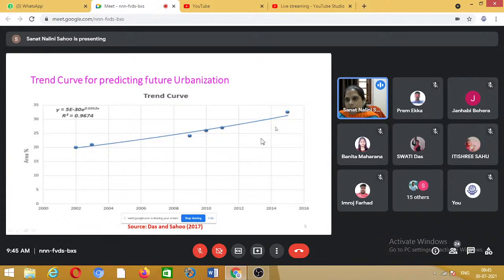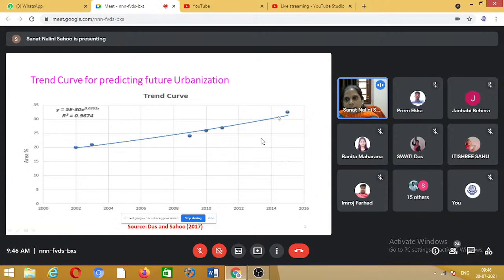And what is the usefulness of this type of study? Why should somebody know the growth trend of a particular city? Because suppose you are going to plan some water resources structures for coming 2030.